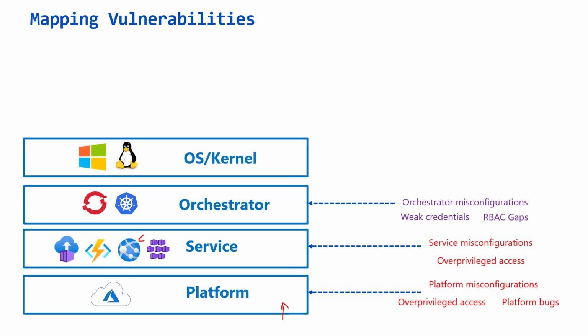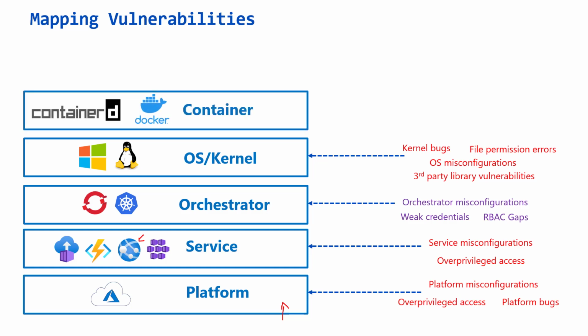You still have your OS and your kernel issues that exist over there with your kernel bugs, with your file permission errors, with the OS misconfigurations that people are doing, with third-party libraries that you've deployed and the vulnerabilities that exist on them, right? So your container runtime can also have issues. So Azure Kubernetes Service defaults to containerd now rather than Docker.